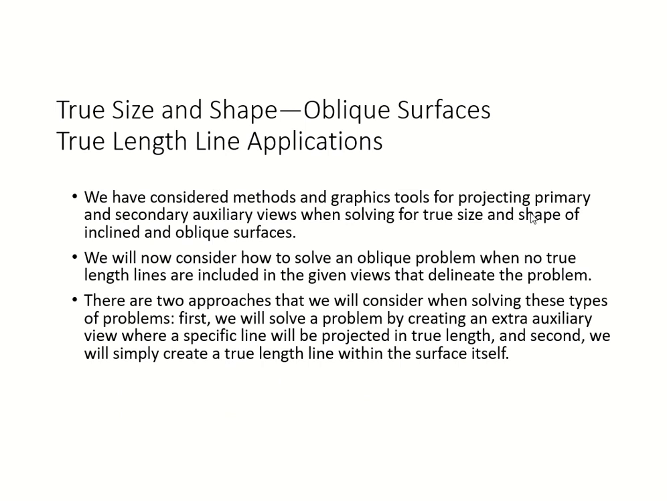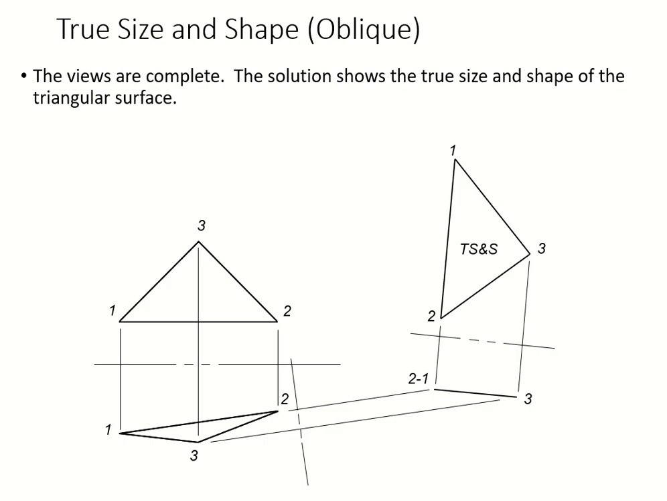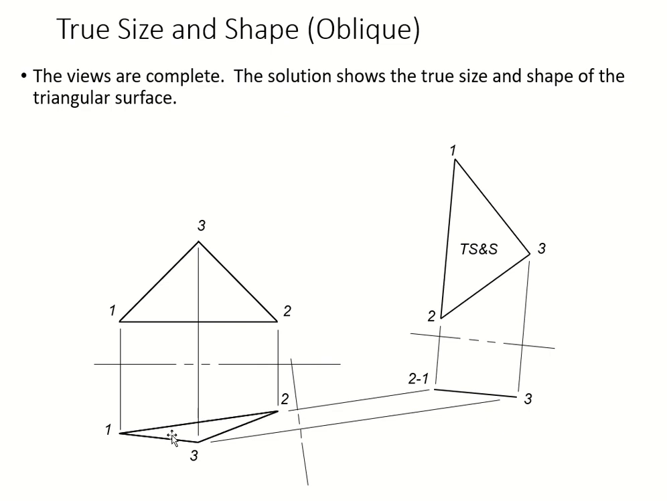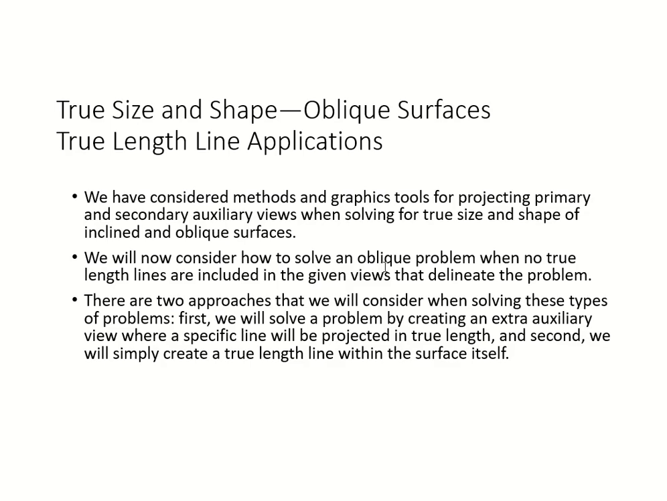So we just dealt with getting the primary, which is your edge view, and the secondary, which is the last view. We'll go back and show you that's your primary and that's your secondary. The secondary keeps the true size and shape. In the next section, we're gonna get into oblique problems when you have no true length lines, meaning you don't have a line parallel to the first fold line. We will learn how to deal with those problems in the next section.